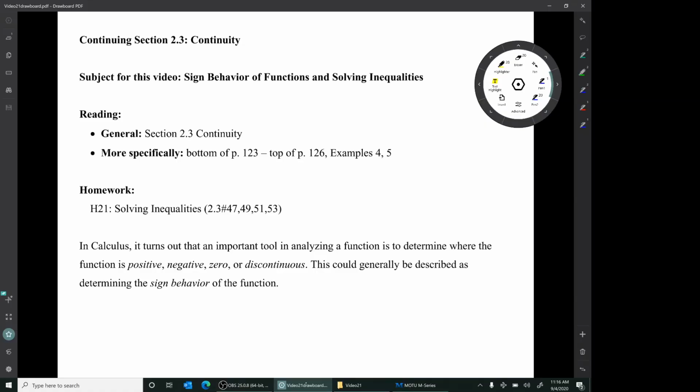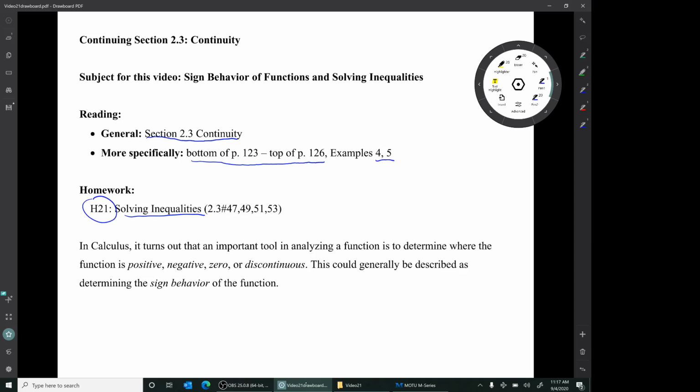Hi, I'm Mark Barsamian. In this video, I'll be discussing analyzing the sign behavior of functions and using what we know about the sign behavior of functions to solve inequalities. This material is in the book section 2.3, Continuity. More specifically, the relevant reading is from the bottom of page 123 to the top of page 126, examples 4 and 5. And the relevant homework is homework 21, solving inequalities.